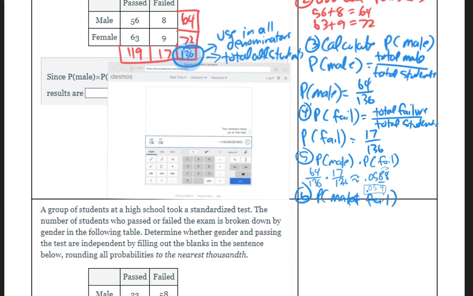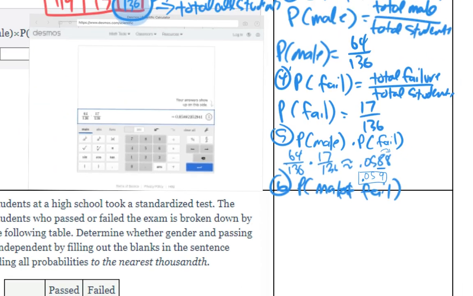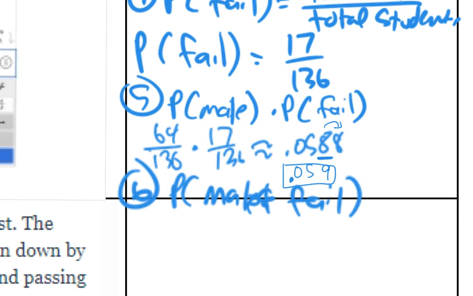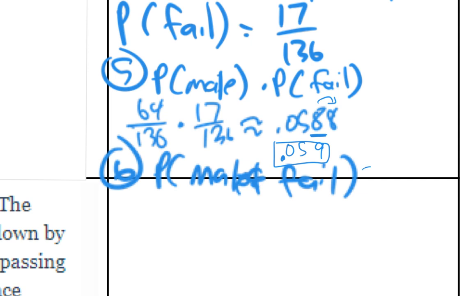So the probability of being a male and failing, if we look right over here, from our table, male and failed is this number right over here, 8. So that's going to be 8 out of our total of 136. Remember we said all these are going to be the same amount. That's going to be 136, 136, 136. All the denominators are the same.